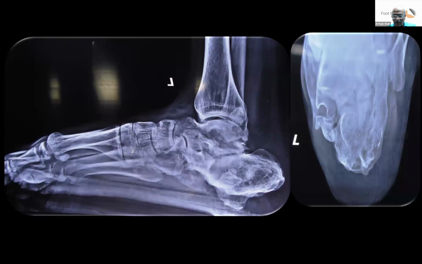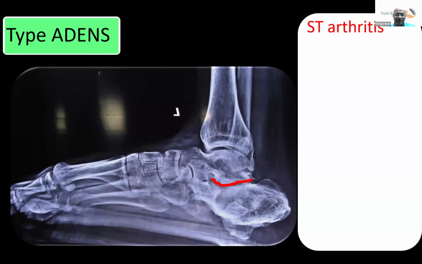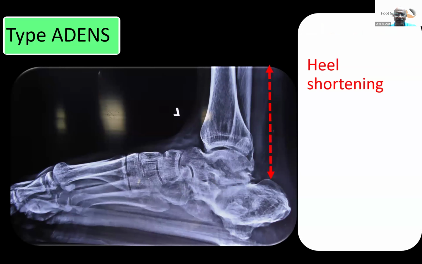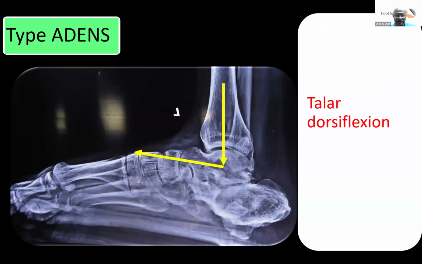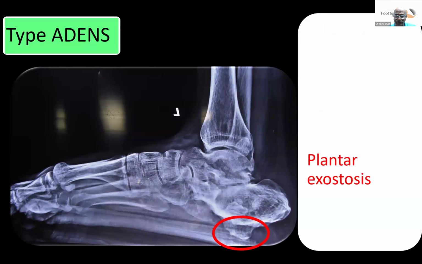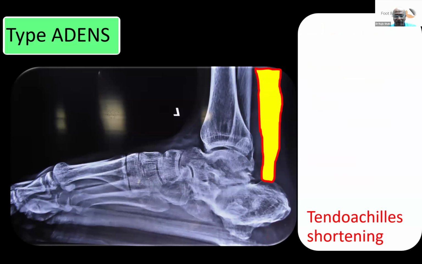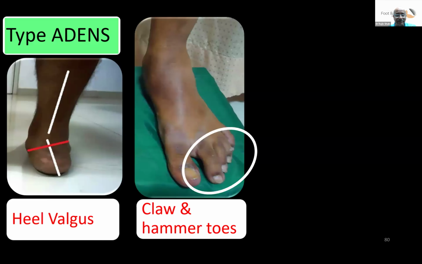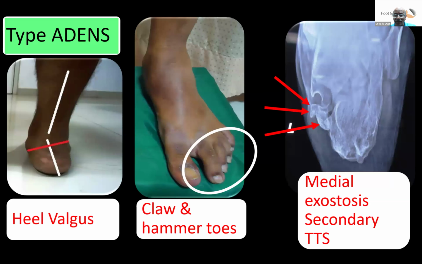Another case where we had to undertake many procedures presented to us 10 years after the calcaneus malunion. If you look carefully at the elements of malunion, this was an ADENS type. There was arthritis of the subtalar joint, shortening of the heel as a deformity, talus dorsiflexion as a deformity, and a plantar exostosis. This patient had tendo Achilles shortening, heel valgus, and claw and hammer toe deformities. The patient also had a medial exostosis, which gave rise to secondary tarsal tunnel syndrome.